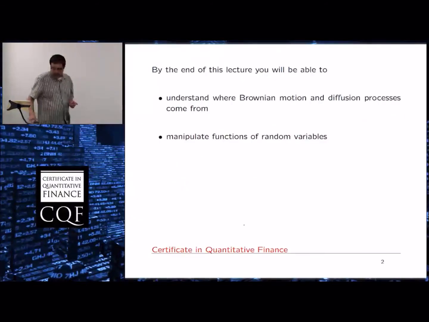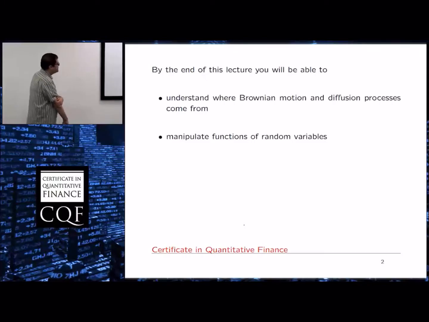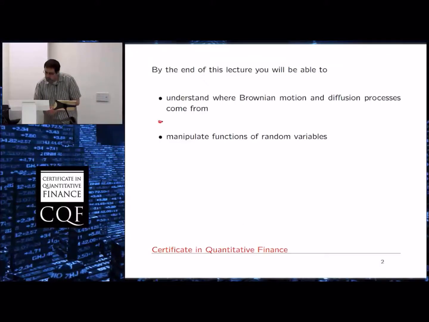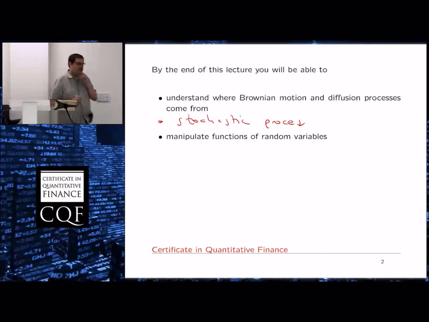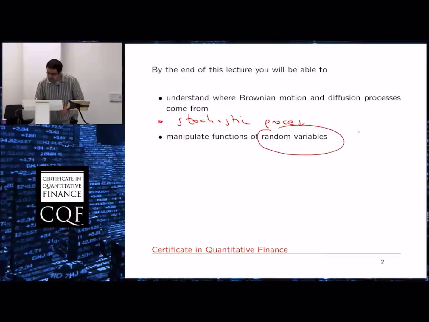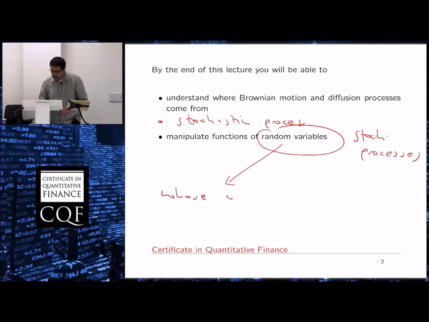And the idea is that by the end of the 2.5-hour session, you will appreciate Brownian motion and diffusion processes. You'll also be happy about what it means to be a stochastic process. And also how to manipulate functions of random variables. So our random variables are now in fact going to be stochastic processes. What we're interested in looking at is random variables whose outcome depends on time. That's the idea behind this evening.